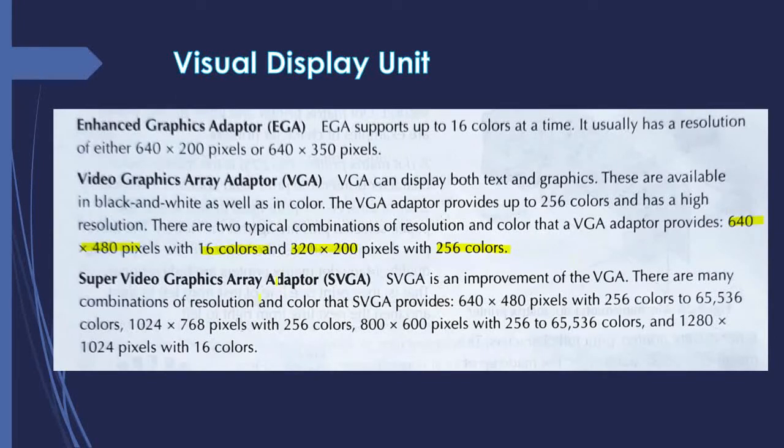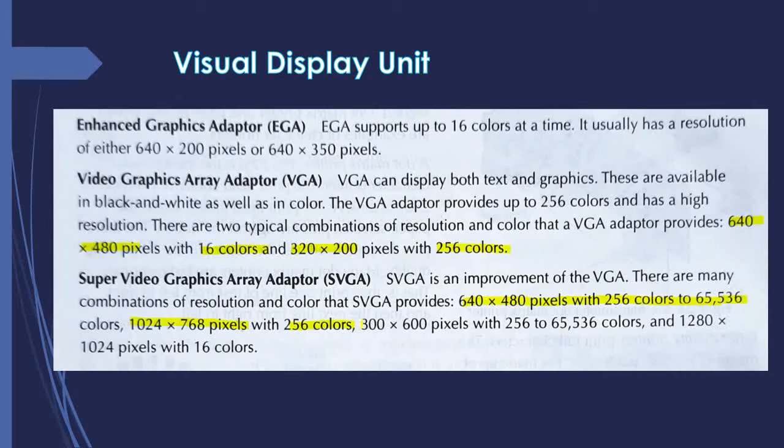There are many combinations of resolution and color that SVGA provides. 640 by 480 pixels onwards, which is available in VGA also. But here in SVGA, 256 colors and 65,536 colors will be supported. And if the resolution is 1024 by 768 pixels, it will support 256 colors.